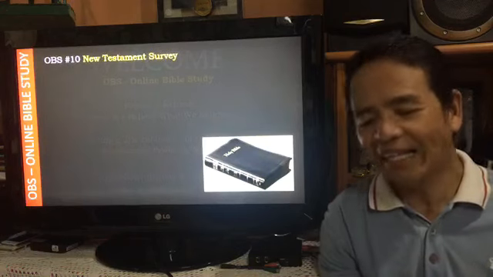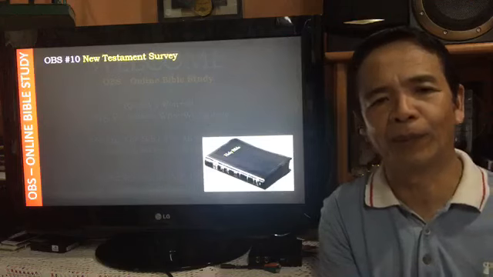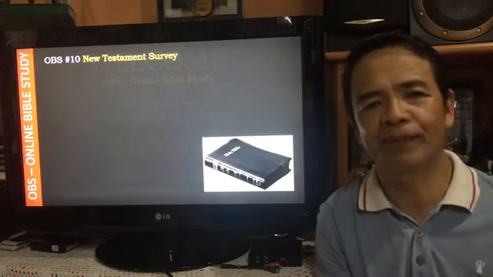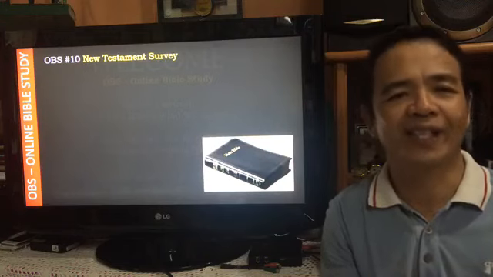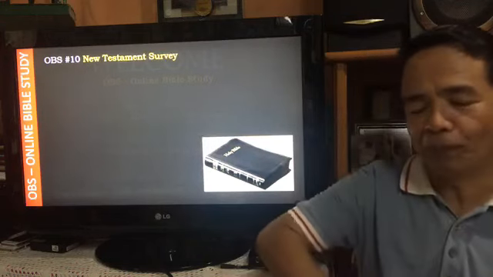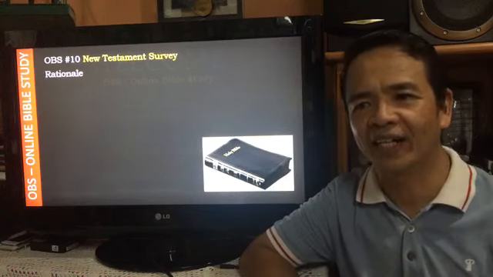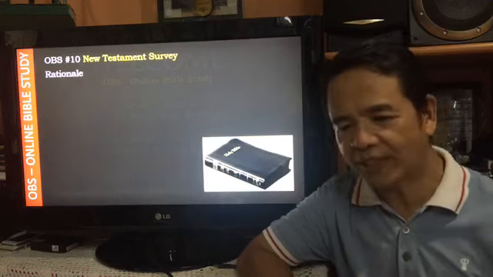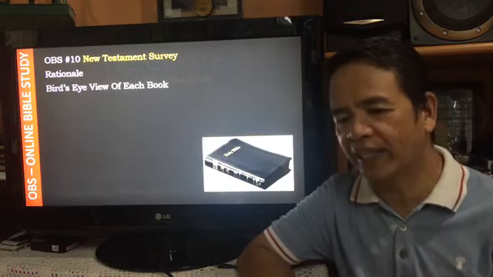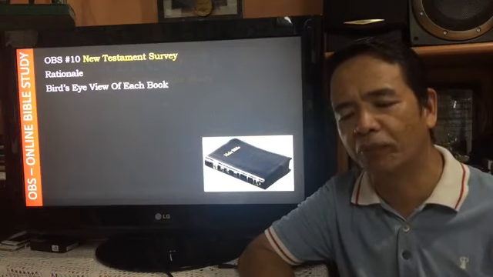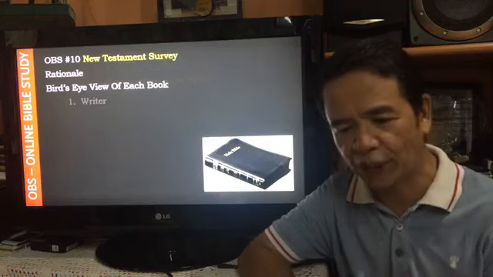After learning how we can understand the Bible and how we can interpret the Bible, let us now go over to New Testament survey. Okay? In this particular study, we will first take the rationale behind it. The reason why we are taking New Testament survey is for us to have a bird's eye view of each book of the New Testament first.